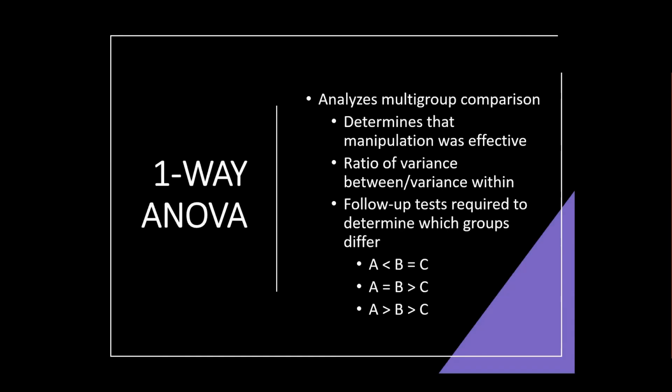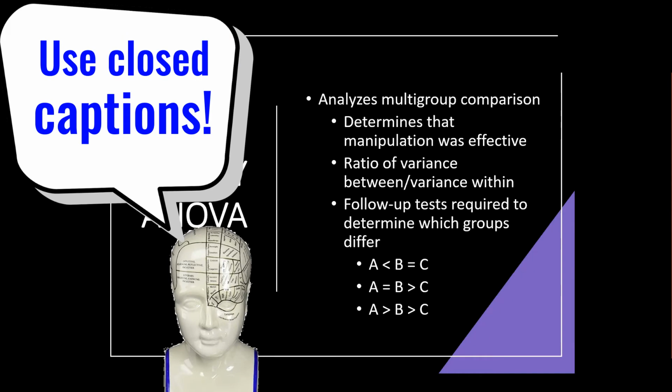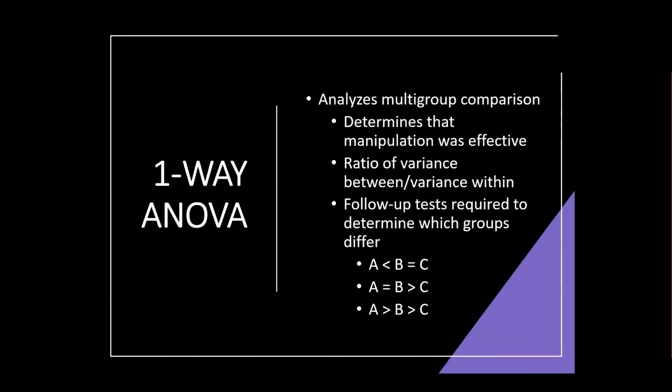Anova stands for analysis of variance. So it analyzes a multi-group comparison and it determines whether the manipulation was effective or not. It's the ratio of the variance between subjects over the variance within subjects. The important thing to know about any Anova is it's going to tell you whether there was a significant difference in the means of your groups, right?